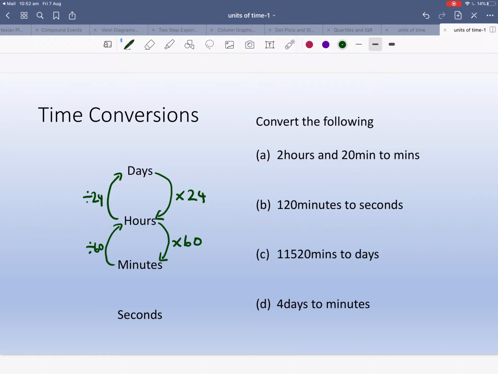And then finally, there are 60 seconds in a minute. So if I've got 1 minute to get to seconds, I'm going to have to multiply by 60 as well. So that means that this way I'm going to divide by 60. So be aware of that.